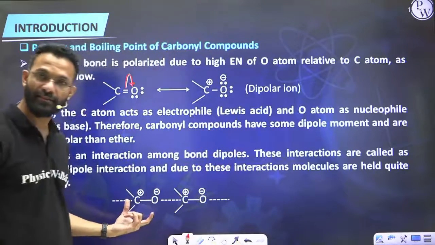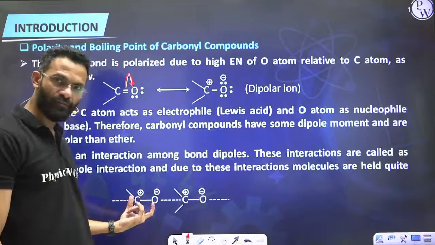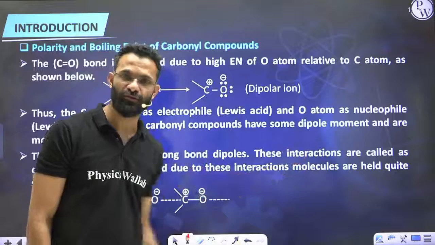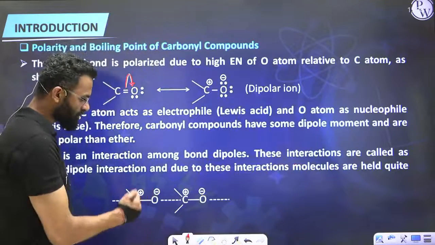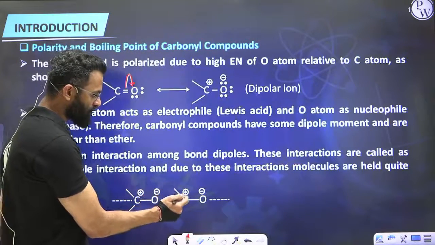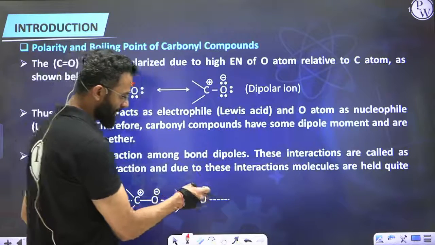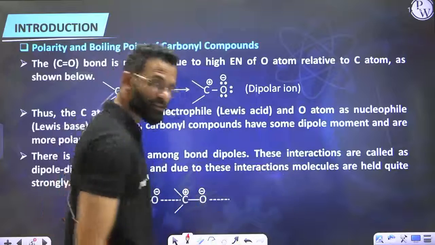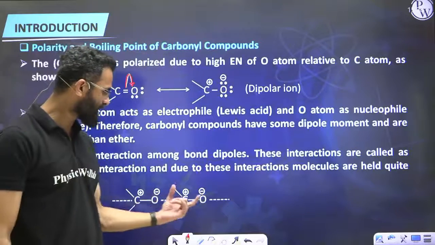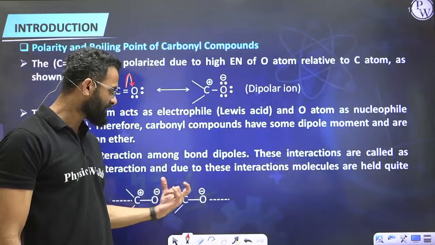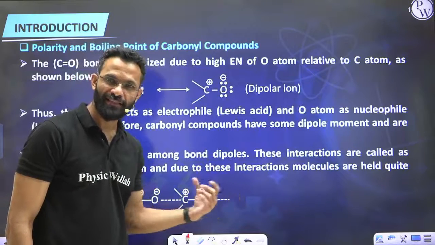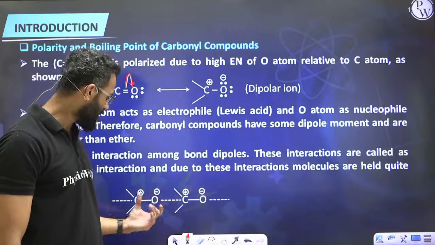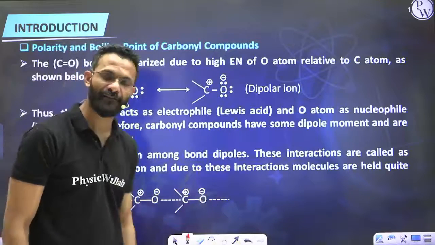Look at this. This is the first molecule of some carbonyl compound. This is the second molecule. Likewise, you'll have third, fourth, fifth, and so on. So the negative pole of one molecule will attract the positive pole of another dipole. The negative pole of the second molecule attracts the positive pole of the third dipole, and so on. So this kind of attraction will exist between the several dipolar molecules, and such interaction between two adjacent dipoles is what you call dipole-dipole interaction.